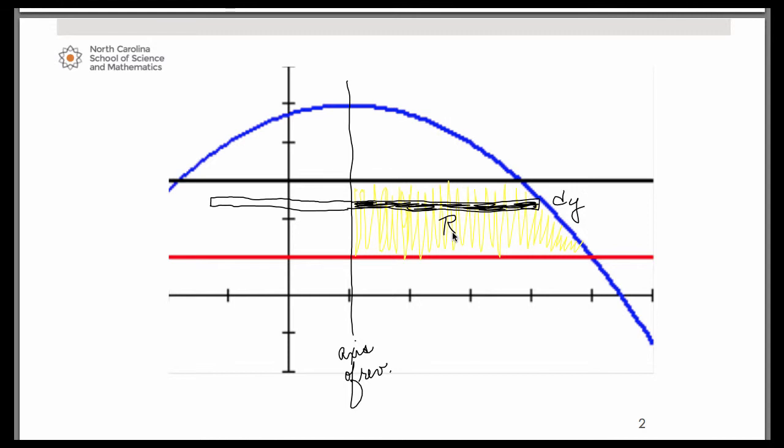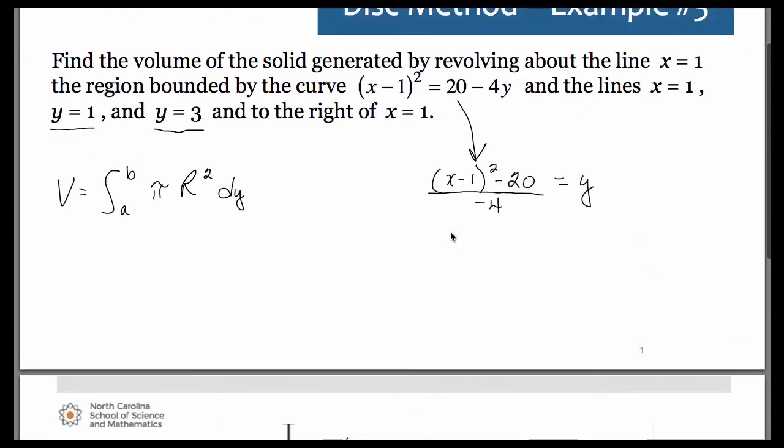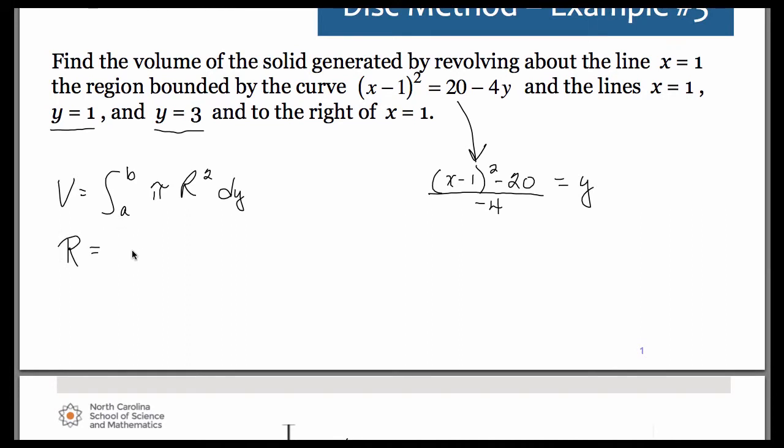So on the right side, it's hitting the parabola. Let's go ahead and start writing this out. Our R value, our radius, on the right side, is hitting the quantity square root of 20 minus 4y, plus 1. Now you might ask where that came from for the right side. Remember, this is a dy problem, so we had to take that original equation and express x in terms of y.